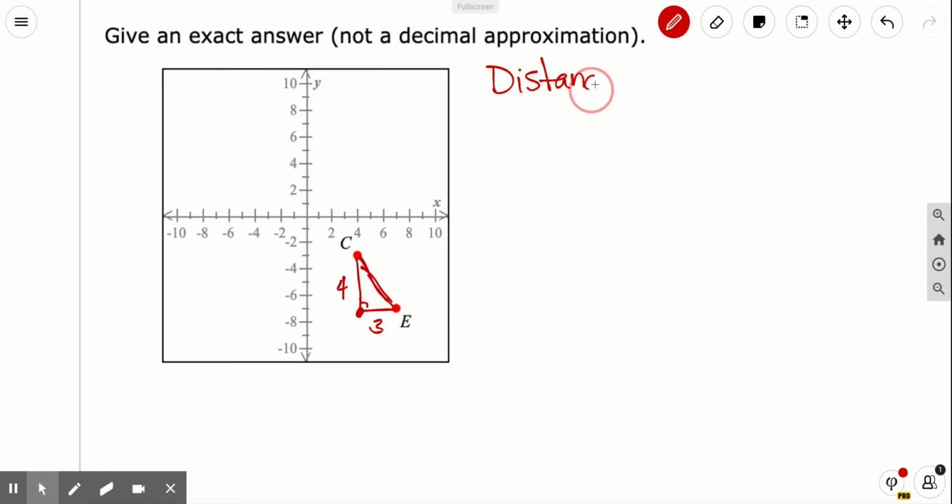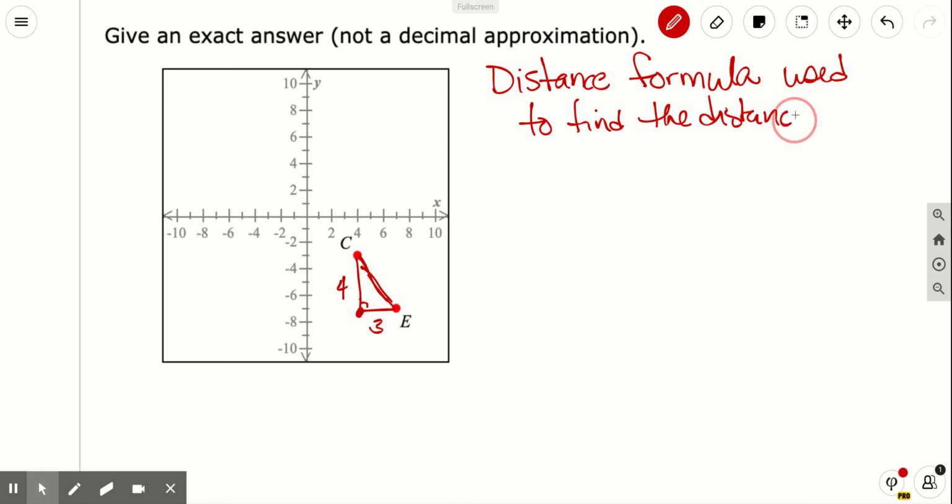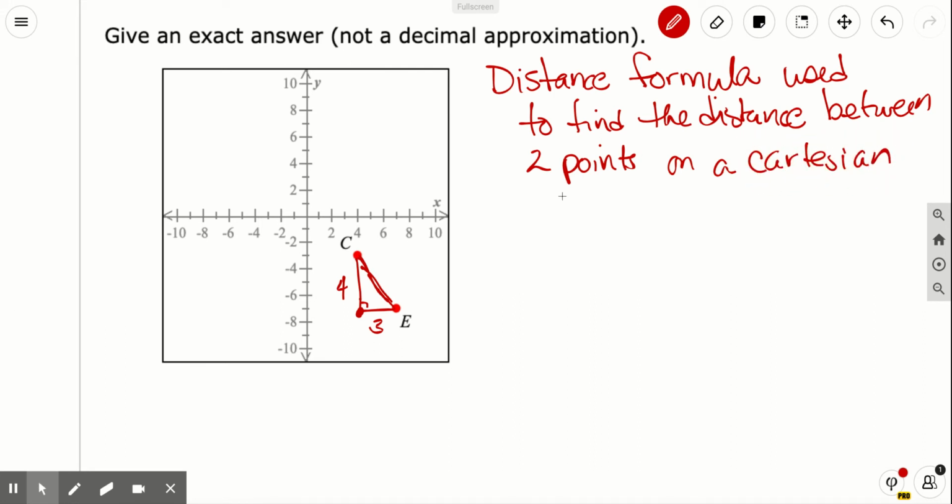I have no fun little way to remember this. But the distance formula is used to find the distance between 2 points on a Cartesian plane. All right, this is a Cartesian plane. You may not know it. This is a Cartesian plane. A man named Descartes came up with it. And so it's just basically how we lay out our grid.